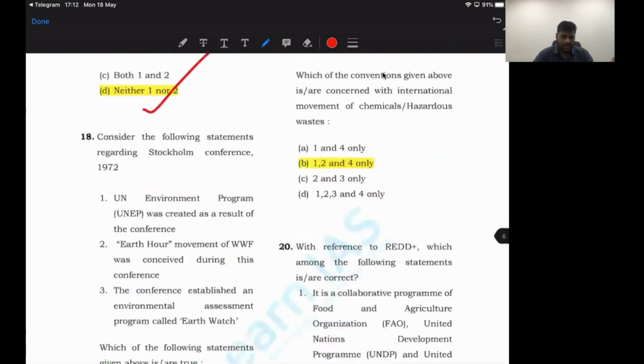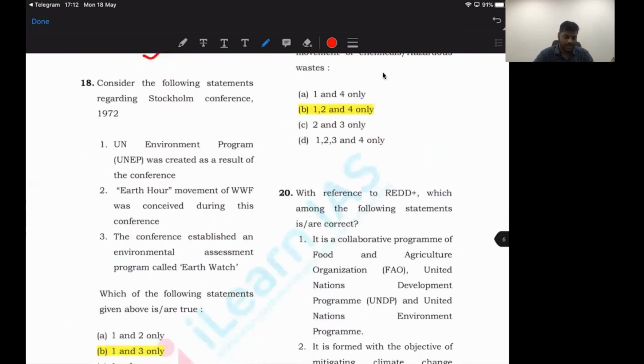Then moving with the 18th one, consider the following statements regarding Stockholm Conference. Okay, the very basic conference which gave us the idea of Rio Convention, gave us the idea of sustainable development, gave us the idea of what should be sustainability, these kind of information. And UNDP was created as a result of this conference, as we saw in the previous question. This is correct. This is a very fundamental thing.